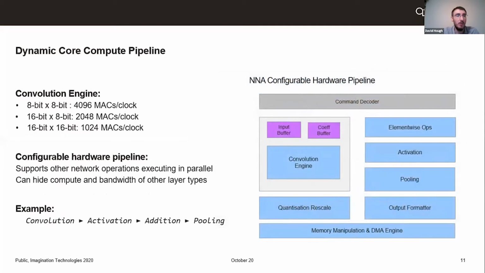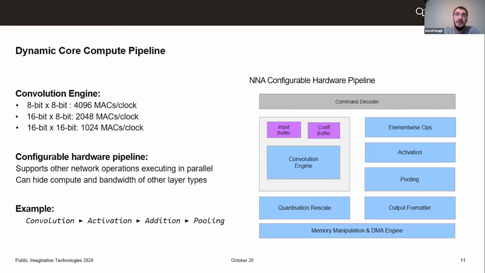Now, if we look at one of the individual cores within the system, it's got a configurable compute pipeline made up of a number of different units for different types of operations, where the bulk of the compute is located in what we refer to as the convolution engine. That supports convolutions, obviously, and similar MAC-based operations, and can perform up to 4,096 MACs per clock when using 8-bit integer precision. We also support up to 16-bit integer precision if you need it, and that's throughout the pipeline, but that's a slightly lower throughput.